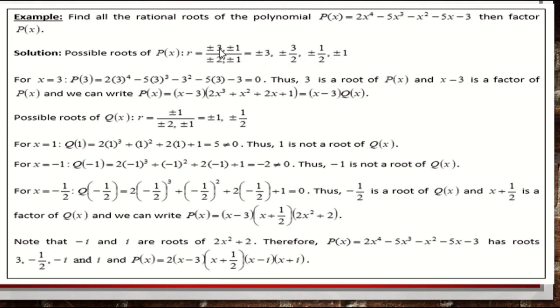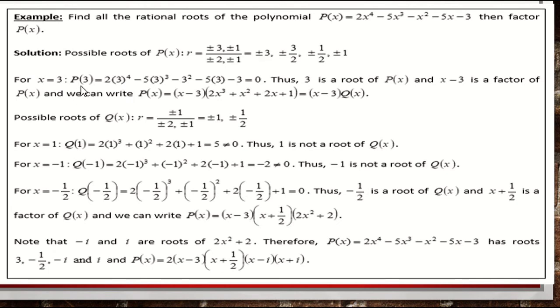So, pwede ta kani positive or negative 3. Then, pwede pud ta positive or negative 3 halves. Then, pwede pud ta positive and negative 1 half. Then, pwede pud ta positive and negative 1. Okay, let us try. Okay, let us have x is equal to 3. So, ang atong gikuha is ang positive 3. X is equal to 3.